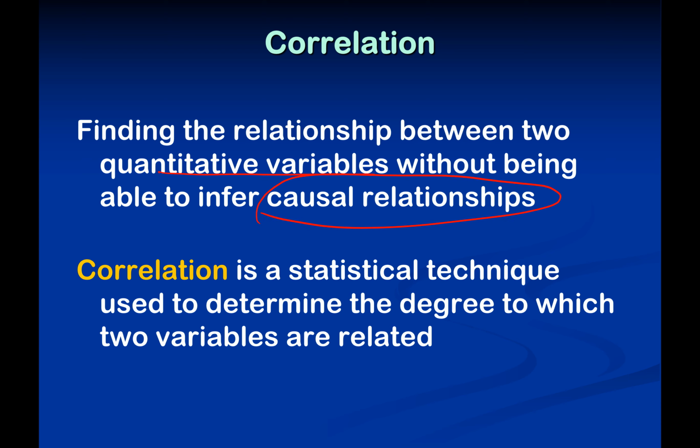Correlation is a statistical technique used to determine the degree to which two variables are related. So we try to determine the strength and also the direction of the relationship.